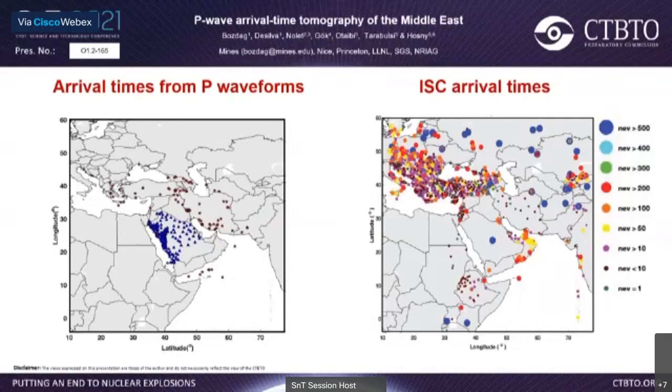To fill the gap in the Arabian Peninsula, we assimilated arrival times of first arrival P waves for a set of selected earthquakes denoted by red stars on the left map, recorded by seismic stations denoted by blue triangles.